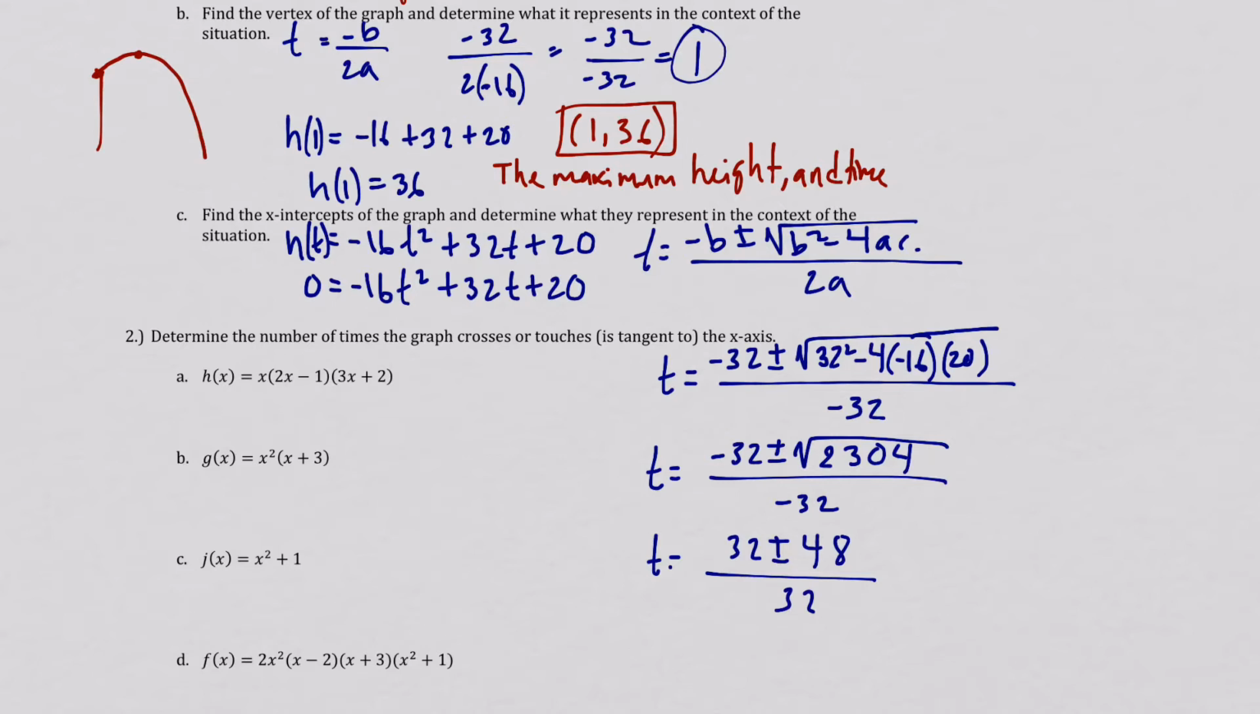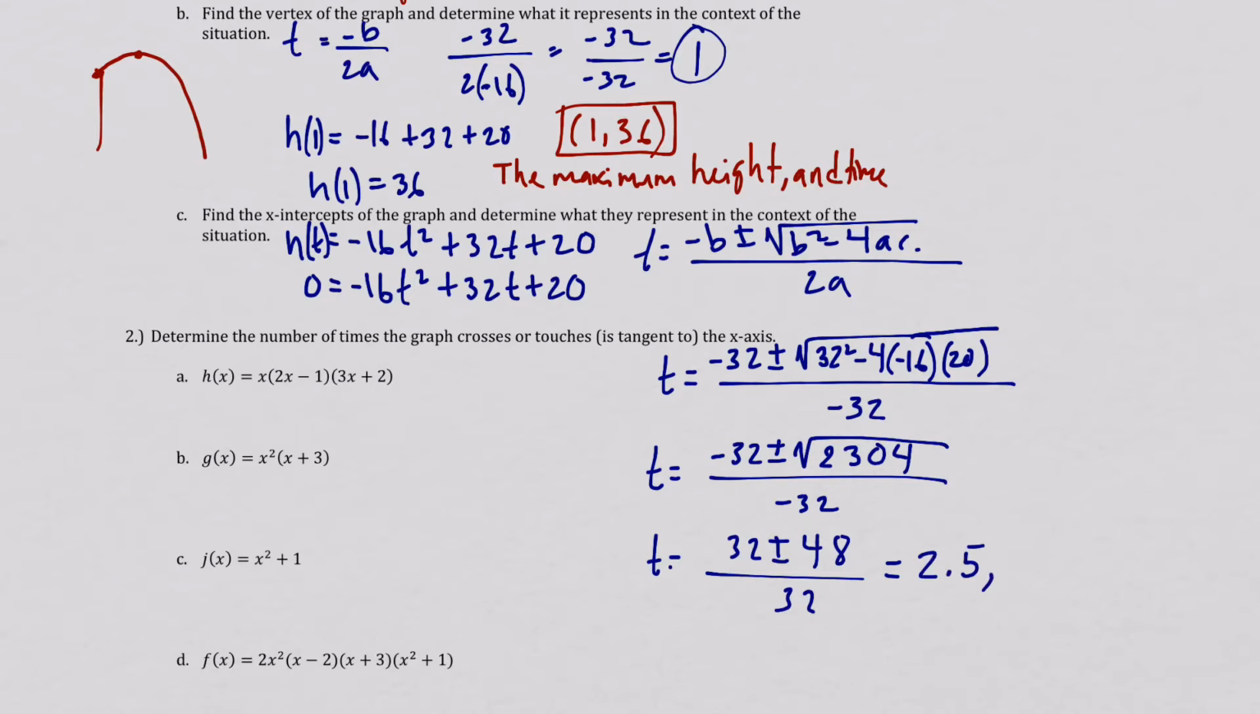We can do that. And so we basically are going to find two solutions: 32 plus 48 divided by 32, and 32 minus 48 divided by 32. Okay, so use a calculator to find both of those. When I do 32 plus 48, I get 80. Divided by 32, I get 2.5.